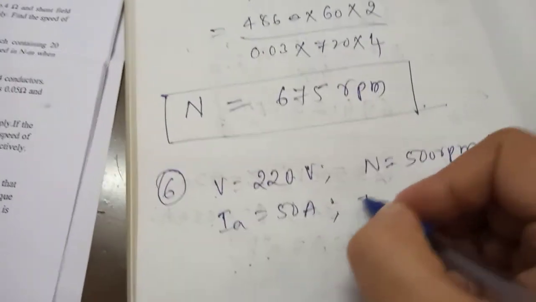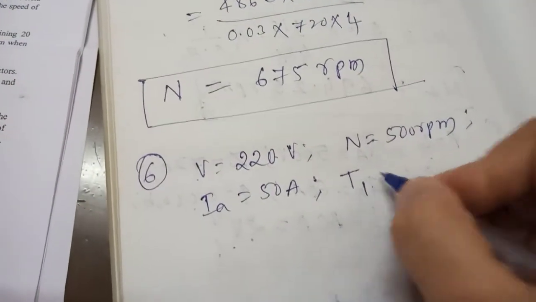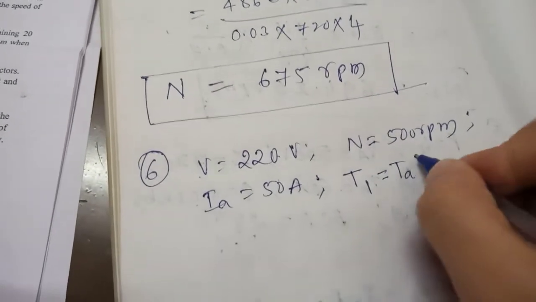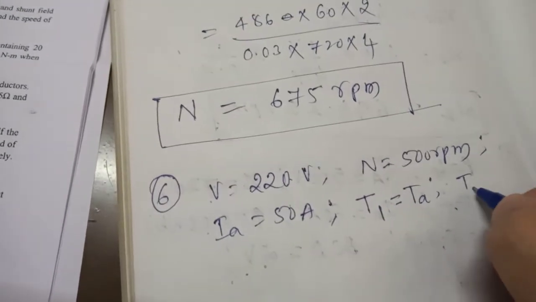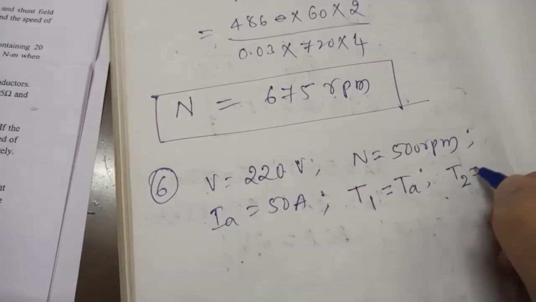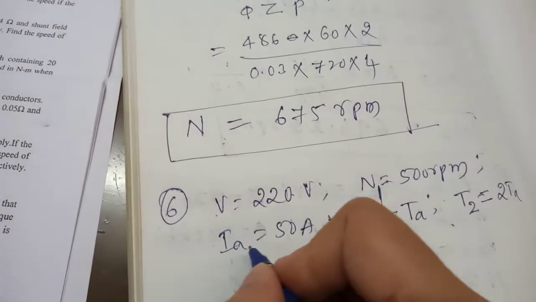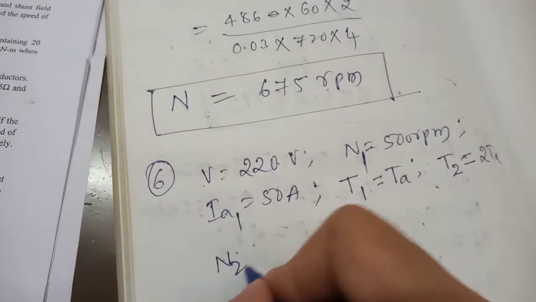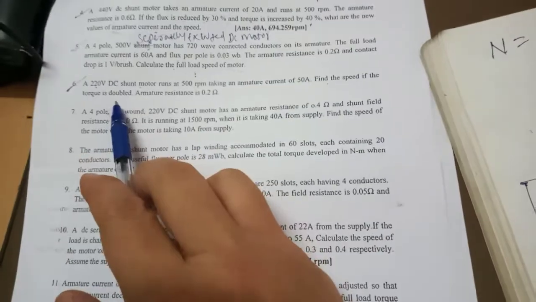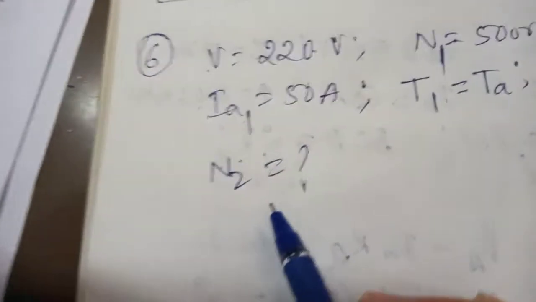So previously the torque is, let the torque be T1. Previously it is TA. Next, the second time, the torque is doubled, so 2 times TA. So this is N1, this is IA1. I have to calculate N2. What is the speed if the torque is doubled? What is N2? I have to calculate.